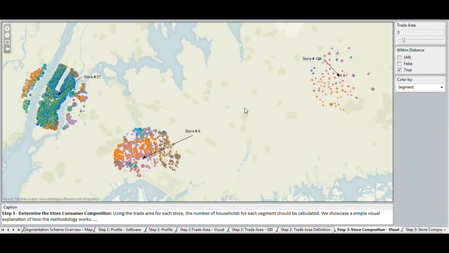As a next step, we're going to use that same trade area to look at each of the stores and see what are the type of consumers that live there. So the same 3 stores: number 27, we see that a lot of the segments that live there are the green and the blue. Store number 9, we see that there's also different segments, P57, K38, and P58. And we look here at store number 129, has a lot less consumers around it, but we can see the composition of consumers that live around that store.